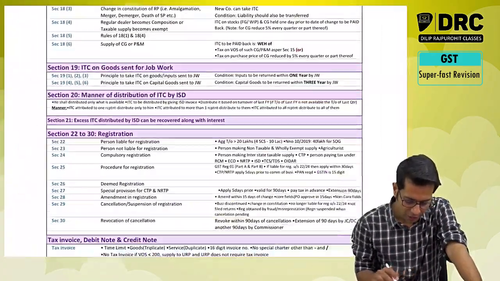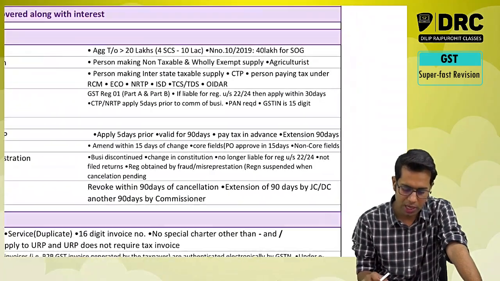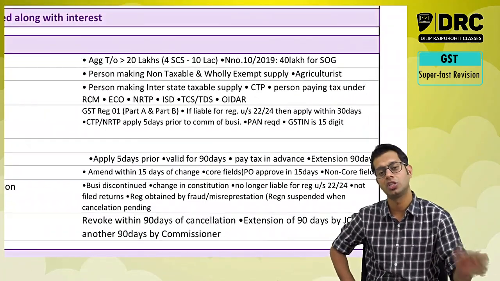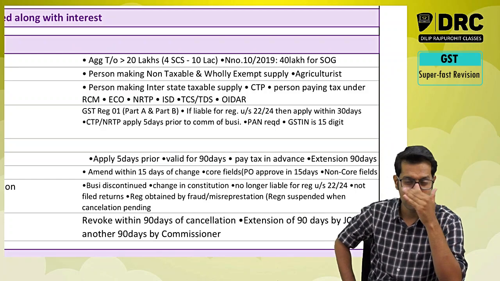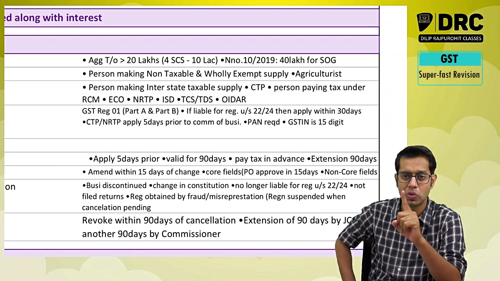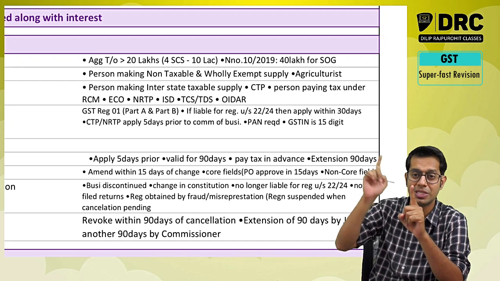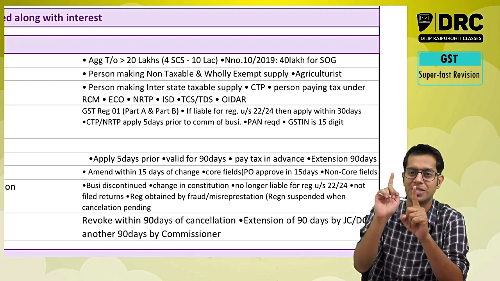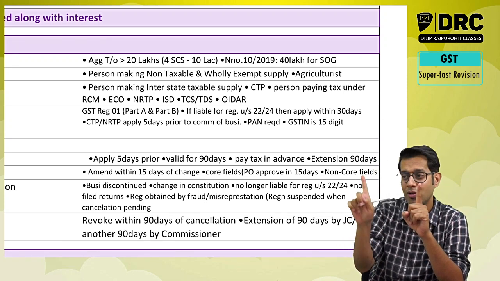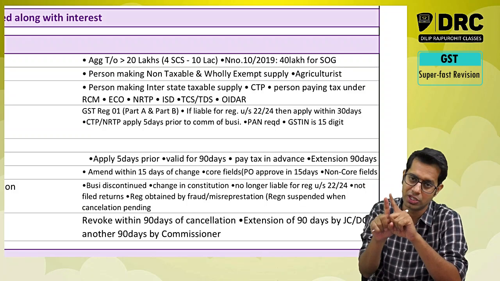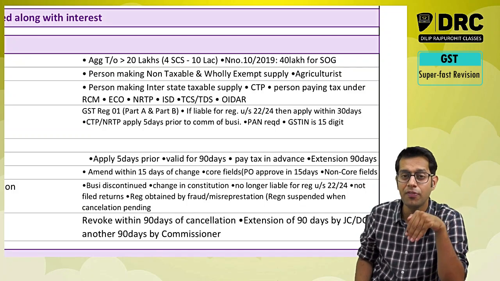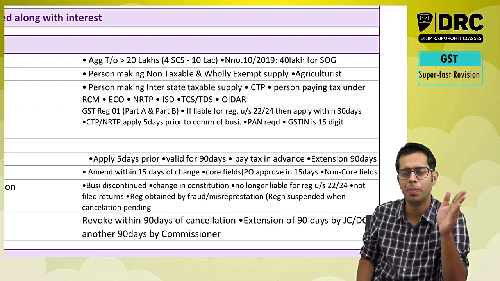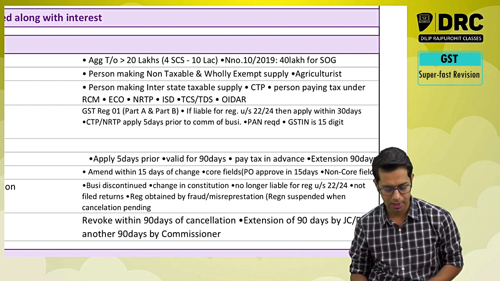Section 25 talks about the procedure for taking registration. A person who is liable for registration should apply for registration within 30 days of becoming liable. Normally for a single state you are supposed to take a single registration, but if you have a place of business in SEZ area and in non-SEZ area, then you will have to take two separate registrations. You can take multiple registrations in a single state if you have business at multiple locations.